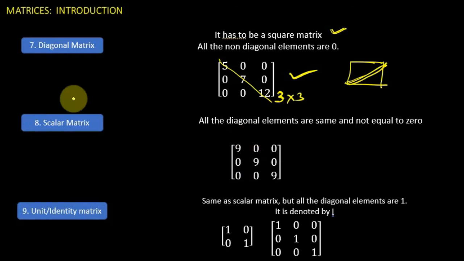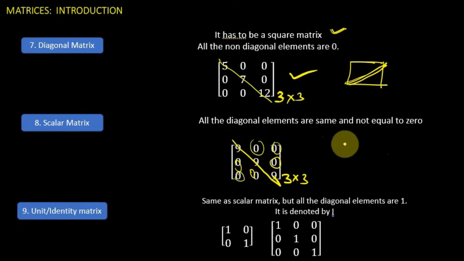Now comes the scalar matrix, the 8th one. All the diagonal elements are the same and not equal to 0. So this is also a square matrix. See here, the order of this is also 3 cross 3, therefore this is a square matrix. But the only difference between diagonal and scalar matrix is that here the diagonal elements should all be the same and non-zero. It should not be 0. The other elements should be zeros, but the diagonal elements should all be the same. Here 9, 9, 9. All the diagonal elements are the same.